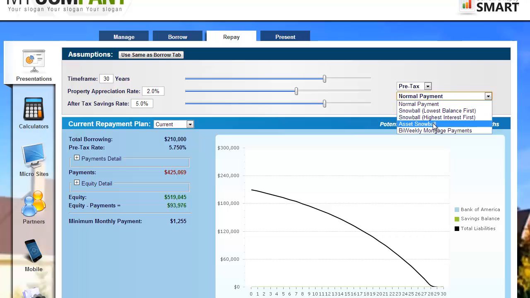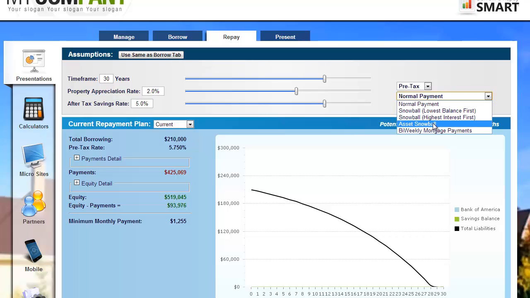Asset snowball is a strategy where if the client has extra cash as they pay off the debt, any cash or savings from that debt automatically gets put into a side fund or an investment account or savings account, checking account, whatever. So think about it. Maybe they have 3 or 4 debts. They pay off a credit card. They're paying $100 a month on it.